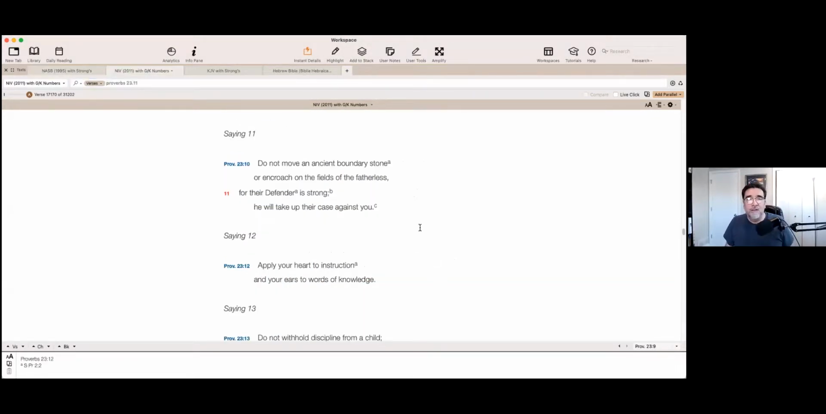Proverbs 23:10. Do not move an ancient boundary stone or encroach on the fields of the fatherless, for their defender is strong. He will take up their case against you. I love how they capitalize defender, because that Gaal is Yahweh himself, right? Don't encroach on the fields of the fatherless. Don't mix with the underdog, because I'm their defender, and he'll take up their case against you. You won't have to worry about your neighbor. You'll have to worry about me. I love that.